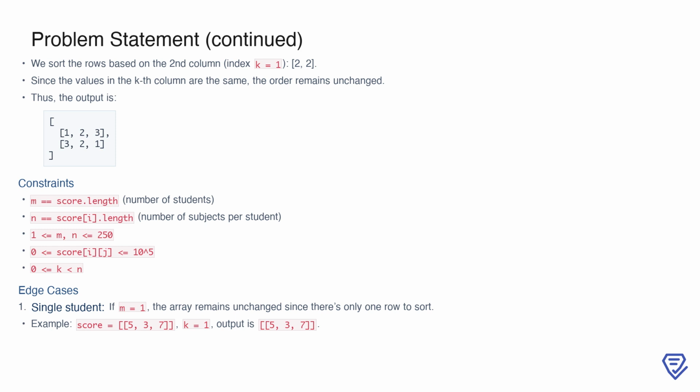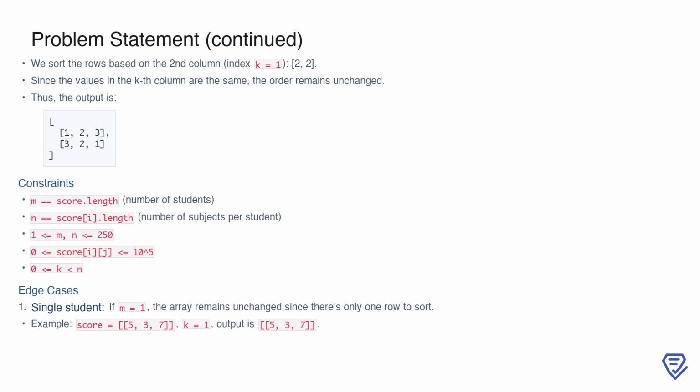In this example, we sorted based on a column where all values were the same, which led to no changes in the row order. This behavior highlights that when there is a tie in the values of the Kth column, we preserve the relative order of the rows as they appear in the input.